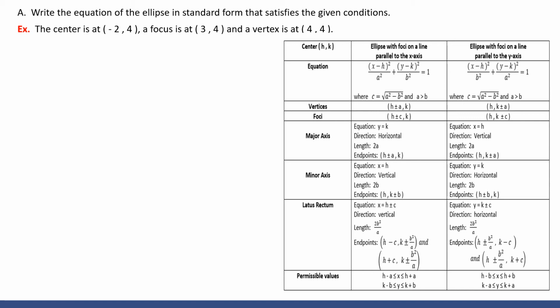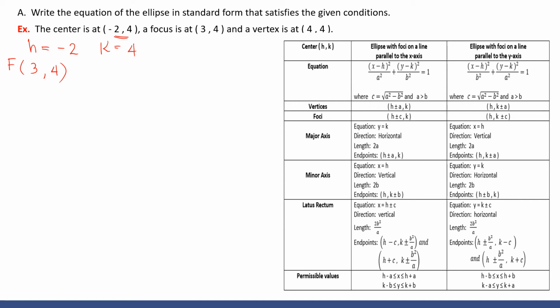Well, klaro na ang ibinigay dito ay center at negative 2, 4. Since our center is at point h, k, lumalabas na ang value ng h ay negative 2. And the value of k is positive 4. Tama? Dahil the center is at negative 2, 4. Now, regarding the focus, since the focus point given ay point 3, 4, okay?